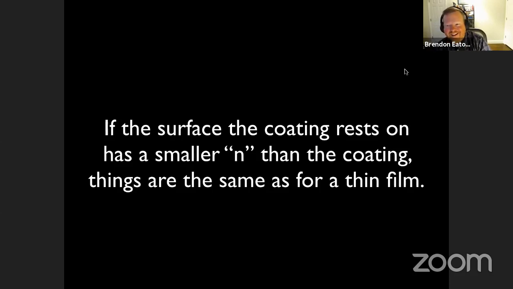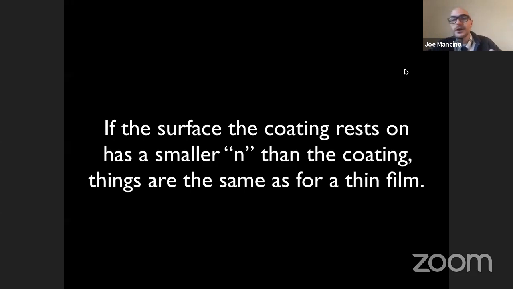If the surface the coating rests on has a smaller n value than the coating, things are exactly the same as for a film. If light is going from low n to high n, back to low n, it works the same as a thin film, just like air, soap, air. Maybe it goes air, oil, glass, where the glass or the oil has a high index of refraction.